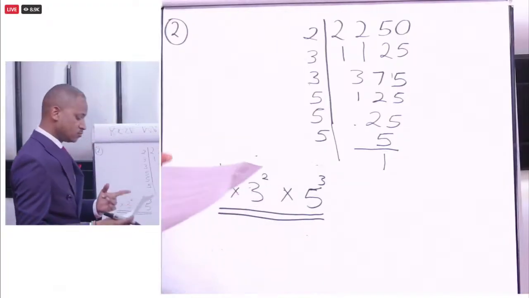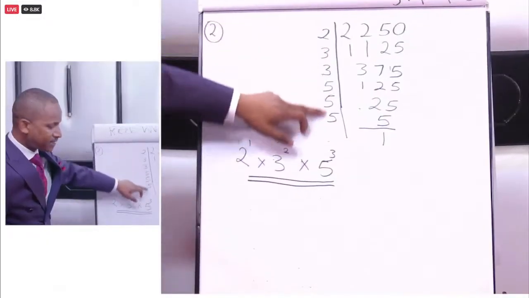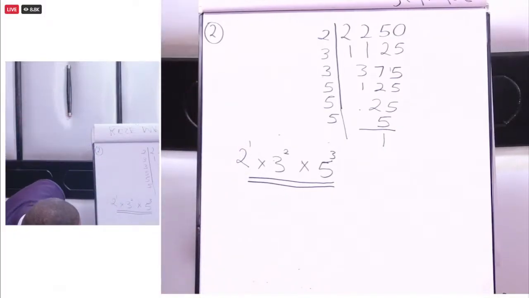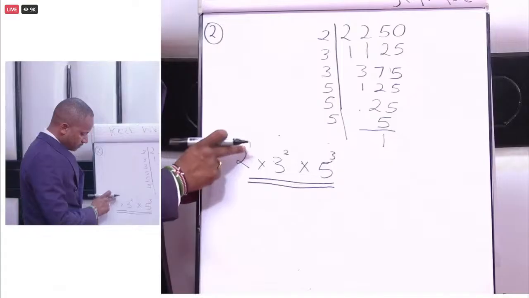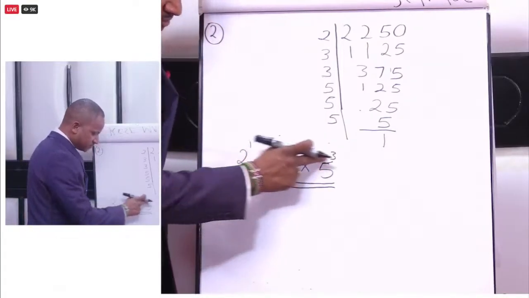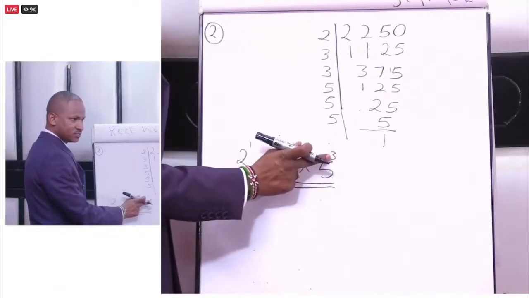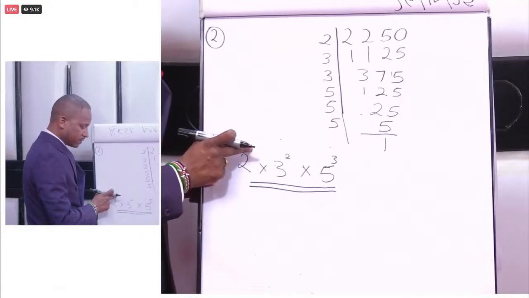Then the next question says, what number must be multiplied to the number to make it a perfect cube? For it to be a perfect cube, the powers of the prime factors must be divisible by 3. So far we are only seeing that it is 5 that has power 3, which is divisible by 3. But 2 is raised to power 1. This power is not divisible by 3.